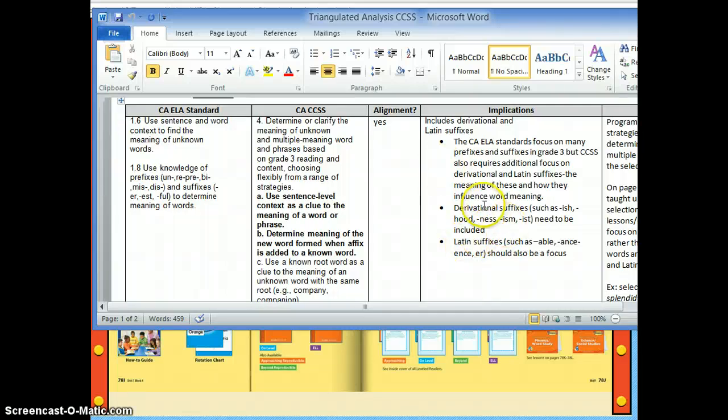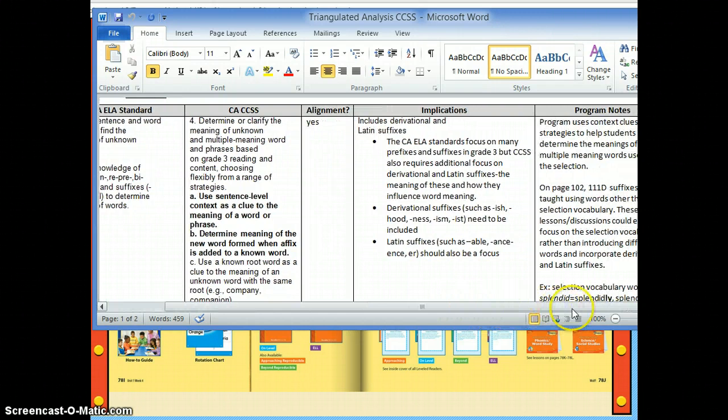And so I just put an example of what the derivational suffixes are, things like ish, hood, ness, ism, ist, and then the Latin suffixes, such as able, ants. So all of these need to be a focus. So what I did was then I went back into my program and I said, well, did it cover it in this lesson since I am working on this standard? And how does it cover it, or how do I need to do this?